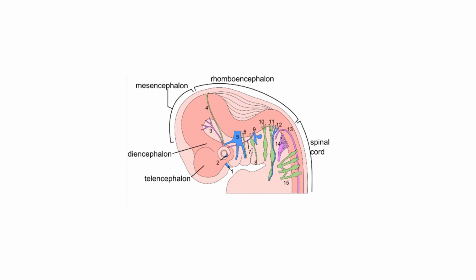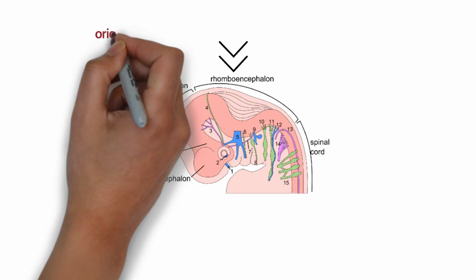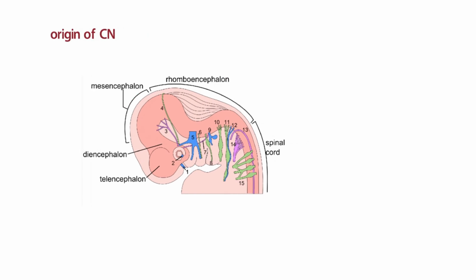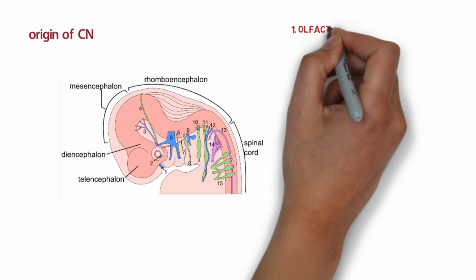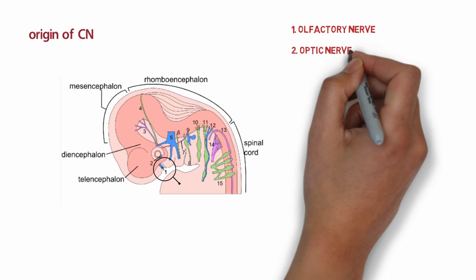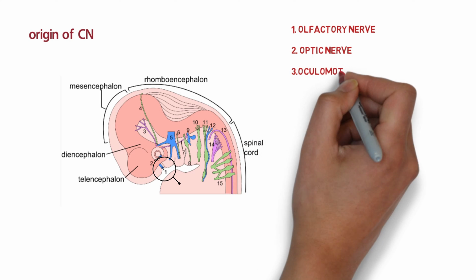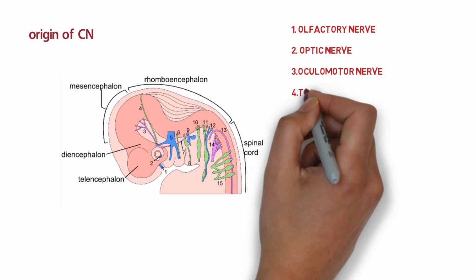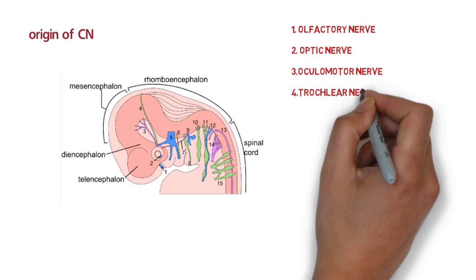So here we have the simplest view of the embryo, in which this is telencephalon, here we have diencephalon, here we have mesencephalon, and the rest of this is rhombencephalon. We are going to discuss the origin of the cranial nerves. The first cranial nerve, that is the olfactory nerve, develops from the telencephalon. Here, the optic nerve, that is the second cranial nerve, develops from the diencephalon.